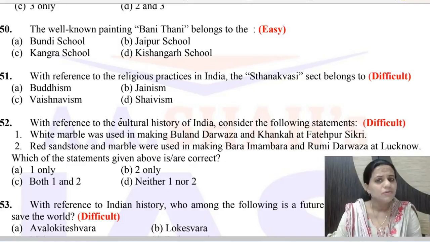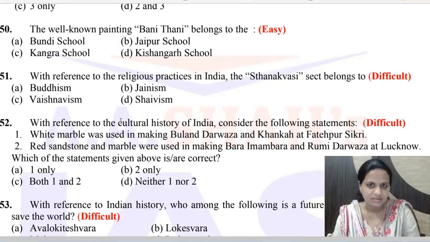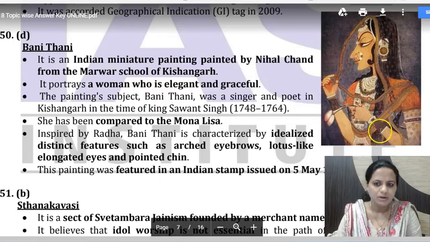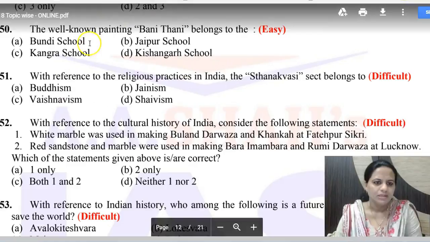But if you know the static part, the standard part of culture, like if you have done paintings, the well-known paintings, Bani Thani is a very famous painting which you will come across. And if you have done culture with interest, only then it pays. If you just do culture from static content from any notes, material, book, it will not help you. Bani Thani is a famous painting, called the Indian Mona Lisa. So if you have actually taken interest in it and have studied it, then you'll be able to solve this question. Bani Thani is from the Kishangarh School of Painting. So this was an easy question.